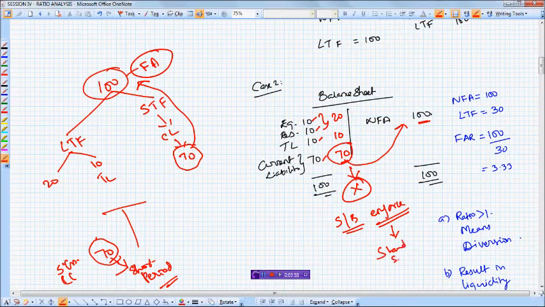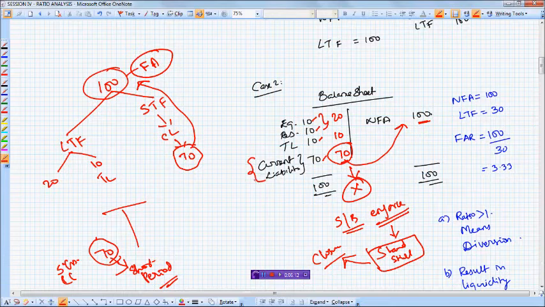Standstill in operation. This can result in a standstill of operation. The company's operation can come to a halt, and finally it will even end up in what? Closure of business, because these current liability suppliers or bankers will have every right to ask for closure of business and liquidate their dues if it is not paid on time.